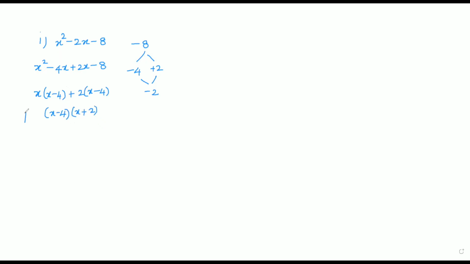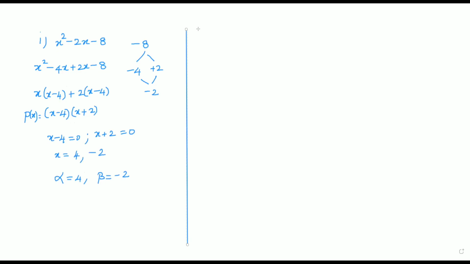So this polynomial becomes 0 when x minus 4 is 0 and x plus 2 is 0. So the x values are 4 and minus 2. So let us name alpha as 4 and beta as minus 2. So first step, we have found the zeros. Now step 2, we are going to find the relationship between the zeros and the coefficients.